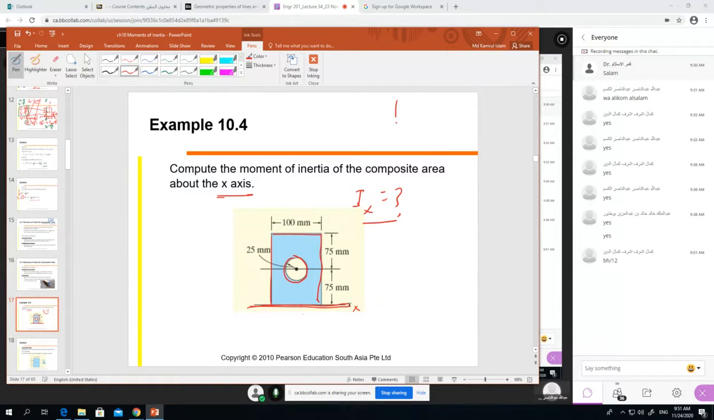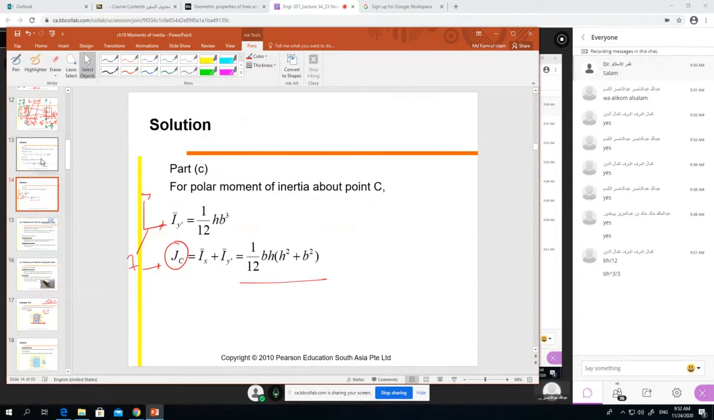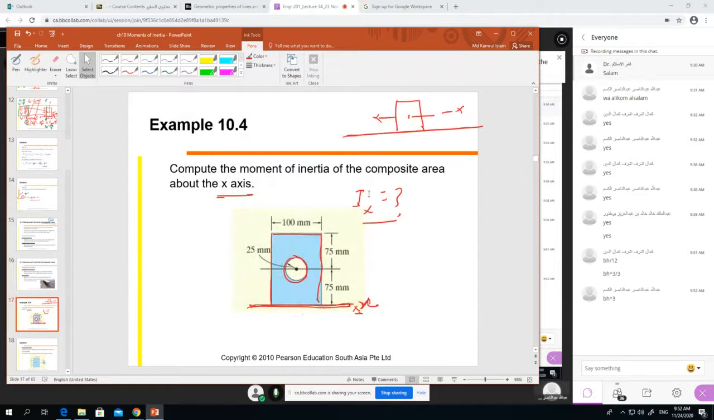BH cube at 12. This is the center. Kamal Ashraf, you said something correct, but it is with respect to the center. But I am asking you with respect to here. If our axis goes through the bottom baseline, and they are asking the question X, and I see X is here, then what is the formula? We just learned it one minute before, BH cube by 3. Yes, now it is correct.